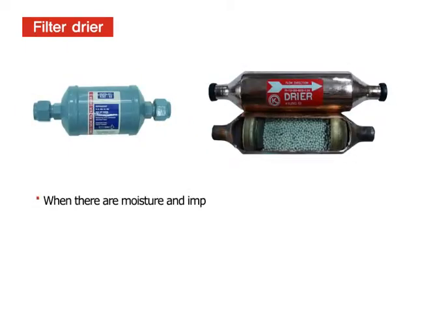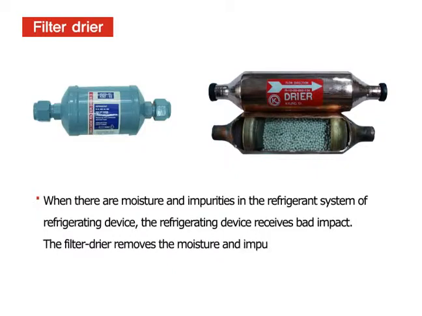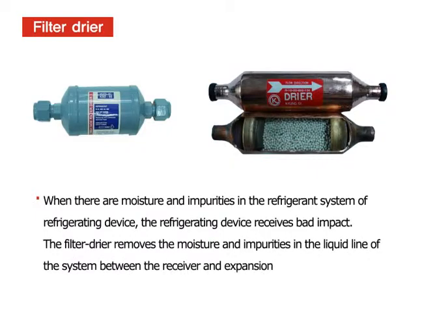Filter dryer. When there are moisture and impurities in the refrigerant system of a refrigerating device, the refrigerating device receives a bad impact. The filter dryer removes the moisture and impurities in the liquid line of the system between the receiver and expansion valve.